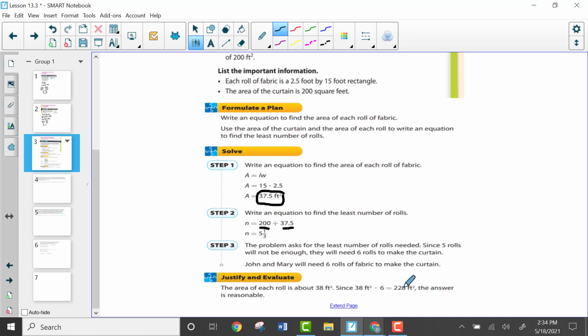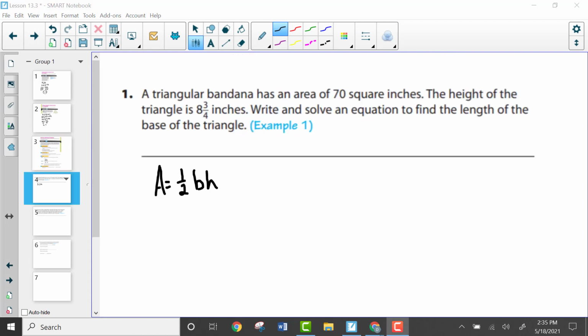All right, so you can even justify this answer. So each roll is about 38 feet squared. So since 38 feet squared times 6 is 228, the answer is a reasonable answer of needing 6. So those are some steps that you can take when you're looking at solving some multi-step problems with area.